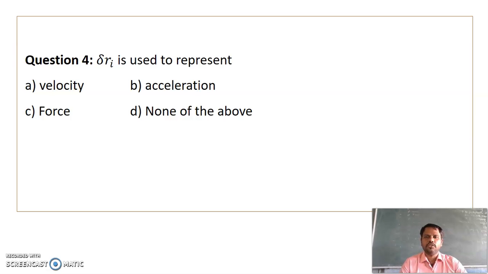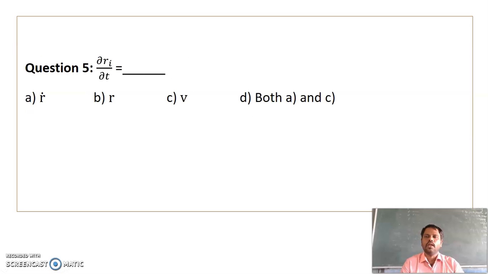Delta Ri is used to represent, as you are seeing, generalized displacement, but we don't have any option, so the answer is none of the above. Option is D. Dou Ri by dou t is equal to the rate of change of position vector, which is a displacement. So I have option A, R dot, as well as C and D, they both are same, so the option will be D. Answer is both A and C.